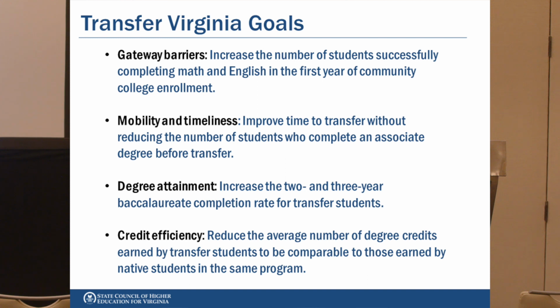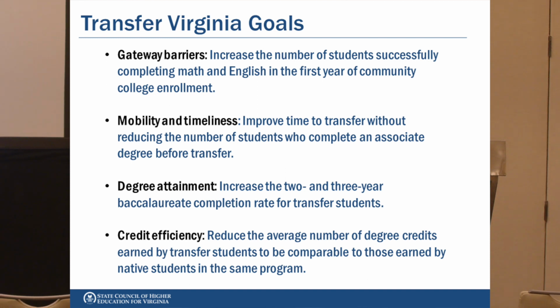slowly. We wanted to get the mobility and timeliness up, and that involved reducing the number of students who completed the associate degree before transfer. We wanted to get that number up to make sure that they were getting that, based on the data that we already have as a state. Degree attainment, and we're talking associate degree attainment here. Some students were taking 4 or 5 years to complete their associate degree, and these weren't part-time students.